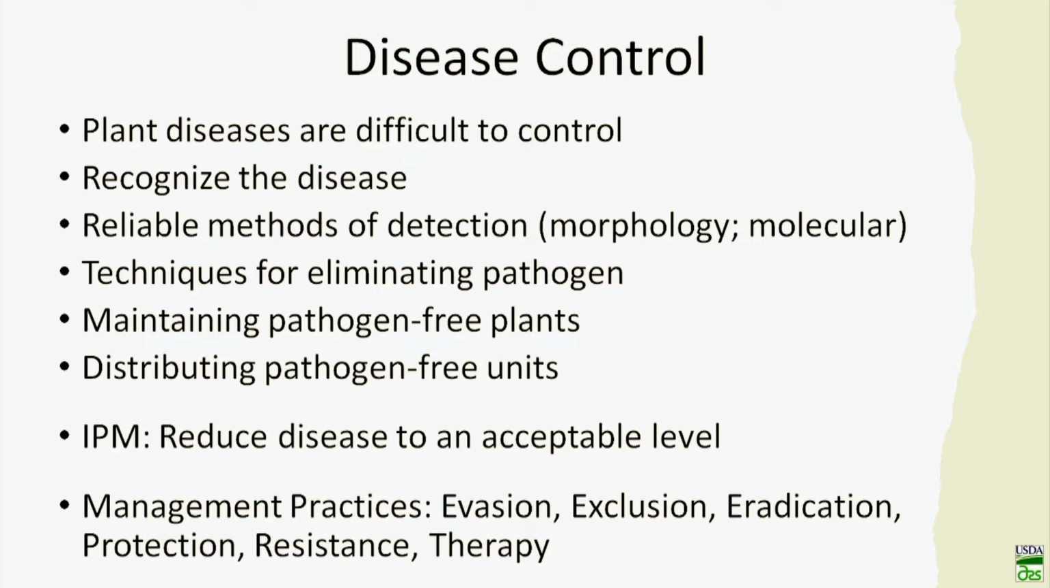You have to have reliable methods of detection, and I mentioned that could be through morphology, looking on a plate under the microscope, or using some serological or molecular techniques. There are many ways to actually eliminate pathogens. You definitely want to maintain pathogen-free plants and distribute pathogen-free plants. More often than not, it takes an integrated pest management system to reduce disease to an acceptable level.